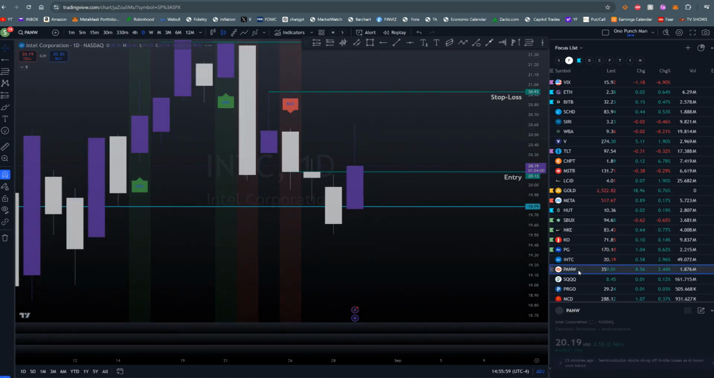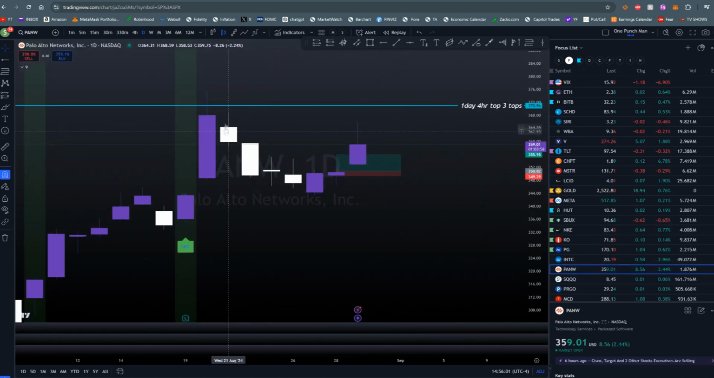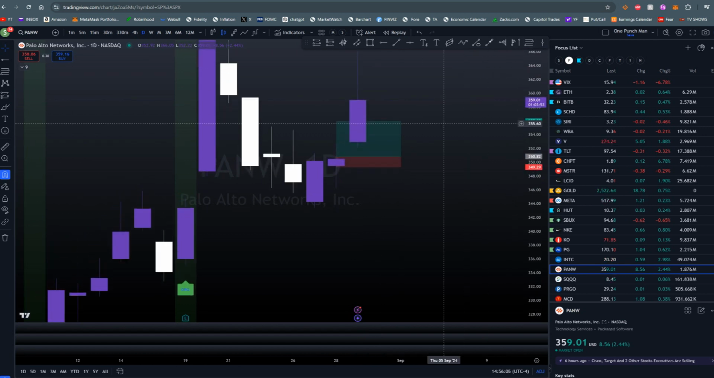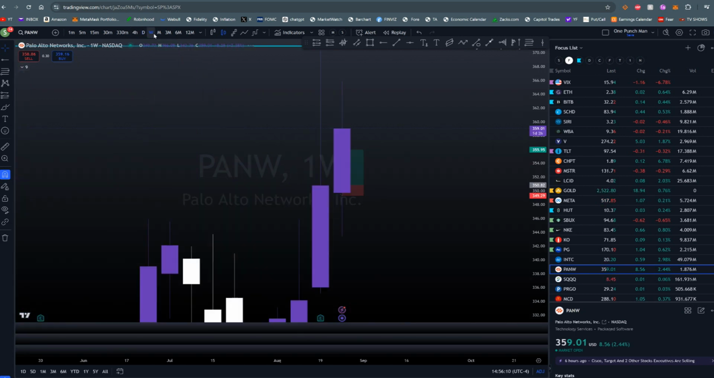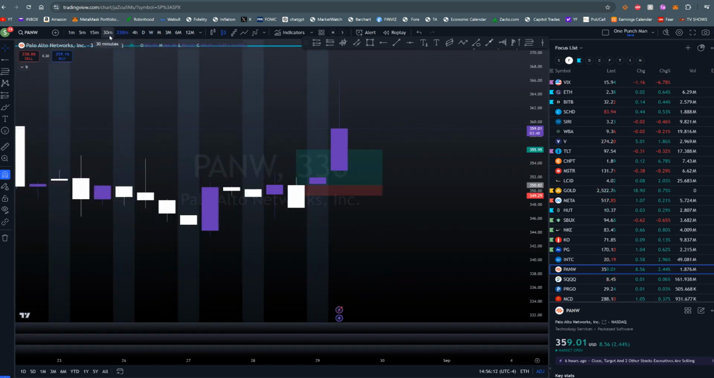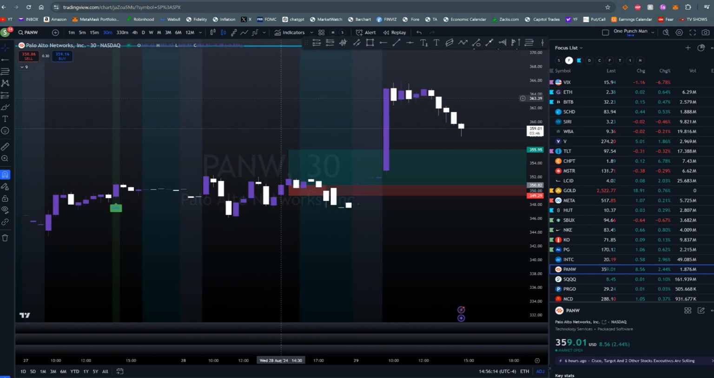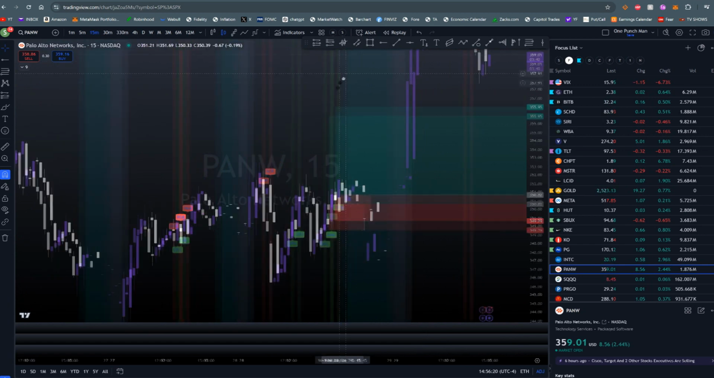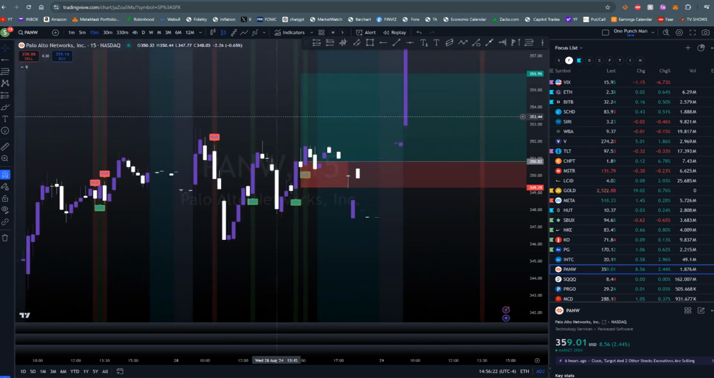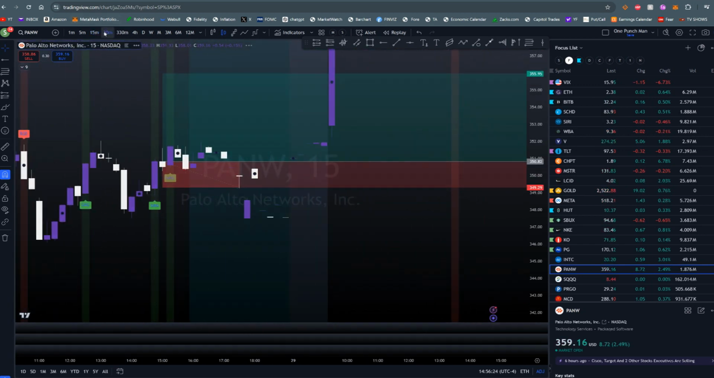But lastly, let's go with Pan W. See this right here? I didn't take this trade, but look at this. Look at that. Let's see why I took it. I don't remember the reason why I went long here. Where did I get it from? Oh yeah, I remember now. It was yesterday. I saw this one, and my indicator printed a buy signal.